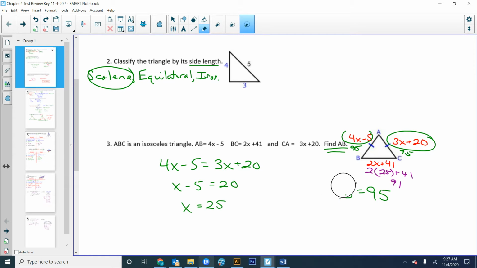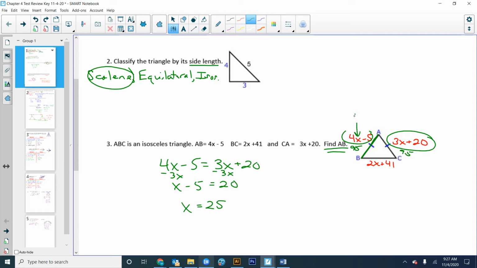It has two congruent sides marked. You can't just set any two sides equal. You have to set the 4x minus 5 and the 3x plus 20 equal, because those are the ones that are marked congruent. When you set those equal, you're going to subtract 3x from both sides. You get x minus 5 equals 20, add 5, and you get x equals 25. But it says to find AB. AB is right here. So I plug in 25 for x.